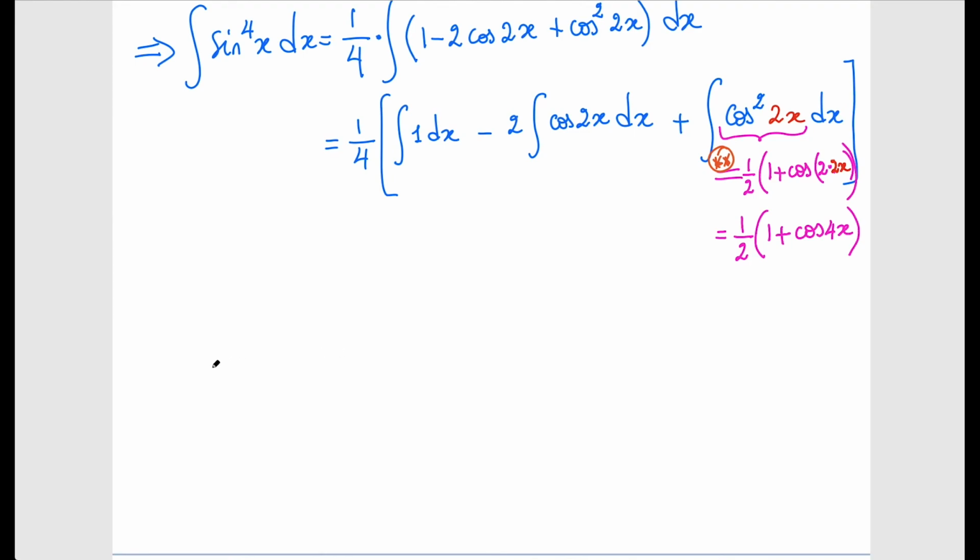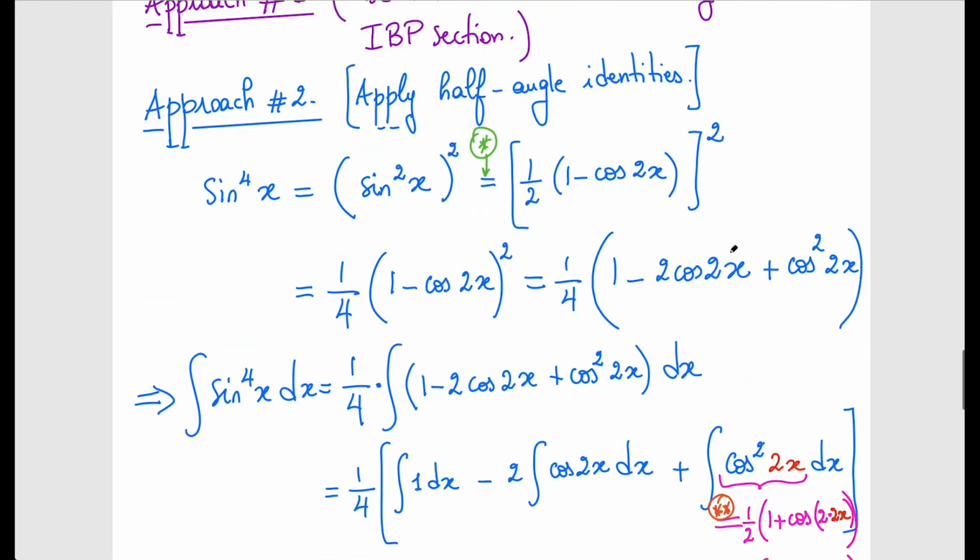That's then equal to 1/4 this guy, and this guy is x, minus 2 times this integral which was found above. How much was it?